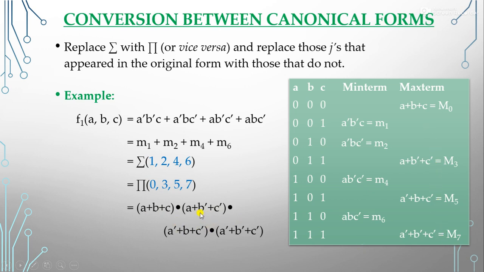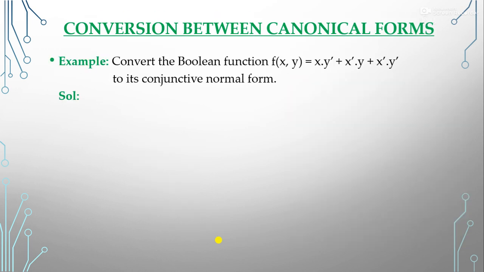And now we can see that this is the form of POS, product of sums, meaning CNF, right? So like that we can convert our SOP to POS by the truth table. Now next we have this function and need to find the conjunctive normal form.